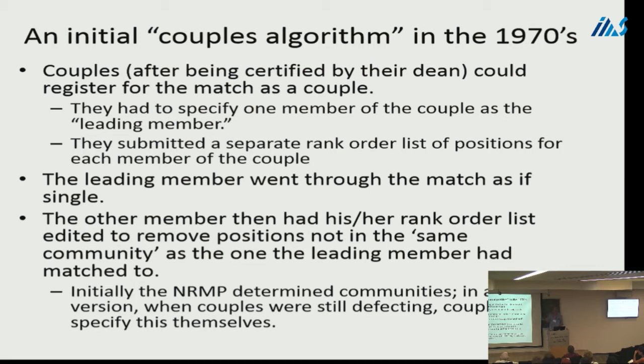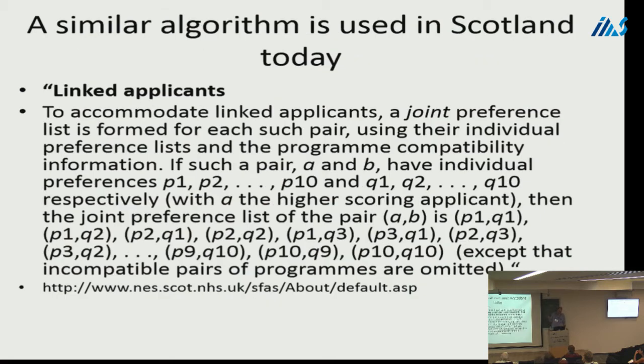And in that way, they'd hope to get two jobs in the same city, right? So one member of the couple would go through with a very edited list, depending on where the leading member went through. And this isn't just a 1970s problem.